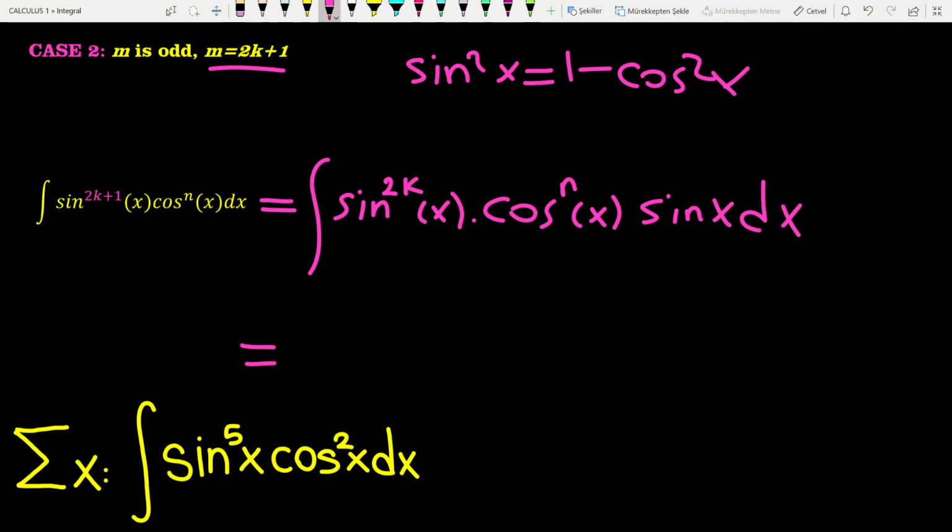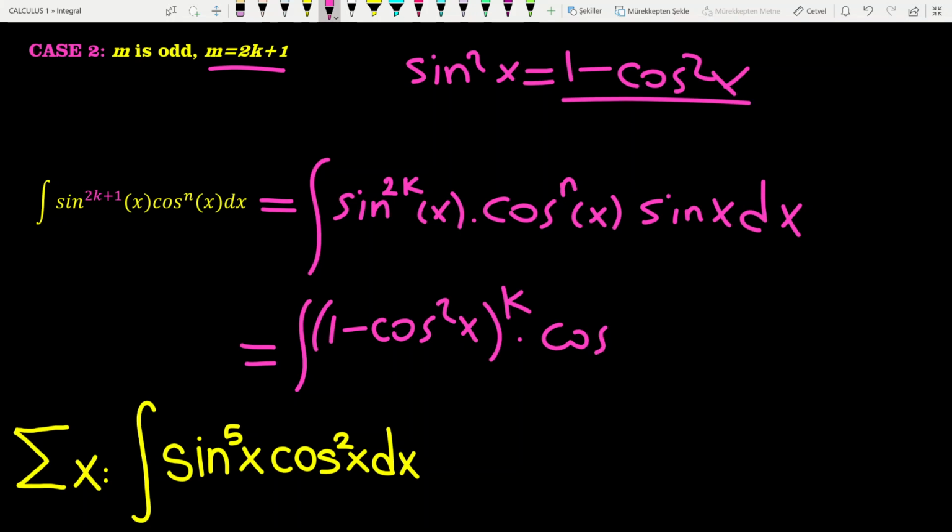Instead of sine square, we should write 1 minus cosine square. So we have 1 minus cosine square x to the power k times cosine to the power n x sine x dx. And we use the u-substitution. We say u is equal to cosine x and do the rest. Let's try to understand this case with an example.